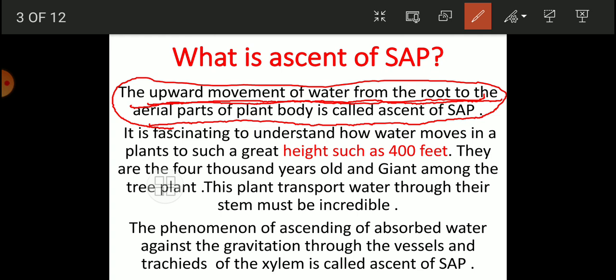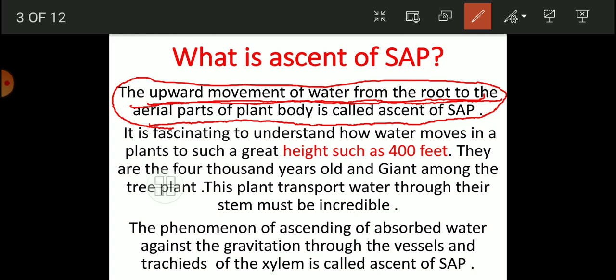My friends, which exactly tissue, and again we will go deeper into that, which element of that tissue is responsible for the ascent of sap? As we know, xylem is the water conducting tissue, and that xylem sends the water up to 400 feet against gravitation, through the vessels and tracheids of the xylem.